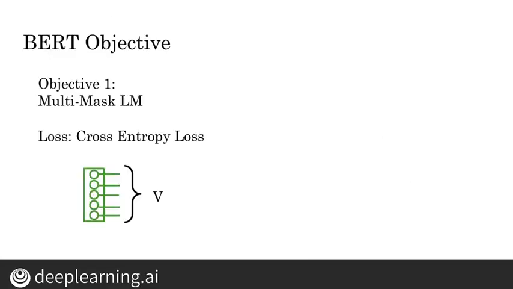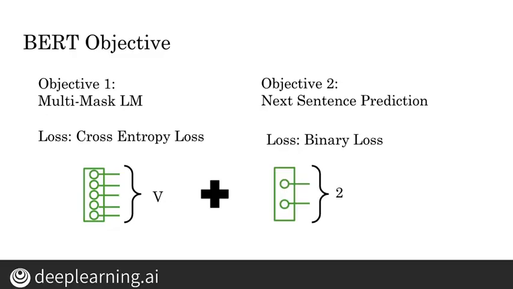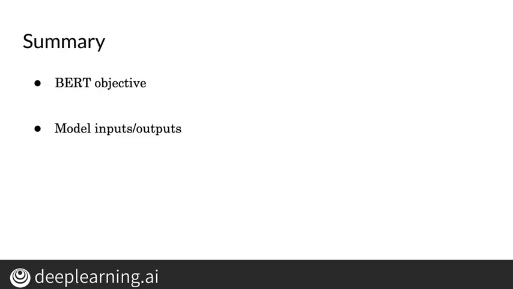So let's look at the BERT objective now. For the multi-mask language model, you use a cross-entropy loss to predict the word or words that are being masked. And then you add this to a binary loss for the next sentence prediction. So given the two sentences, do they follow one another or not? In summary, you've seen the BERT objective and you've seen the model inputs and outputs. In the next video, I will show you how you can fine-tune this pre-trained model. Specifically, I'll show you how you can use it for your own tasks for your own projects. Please go on to the next video.